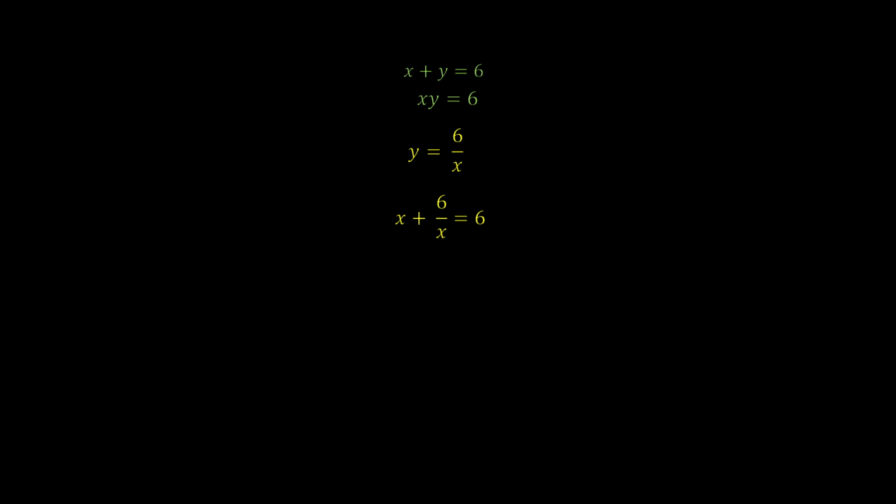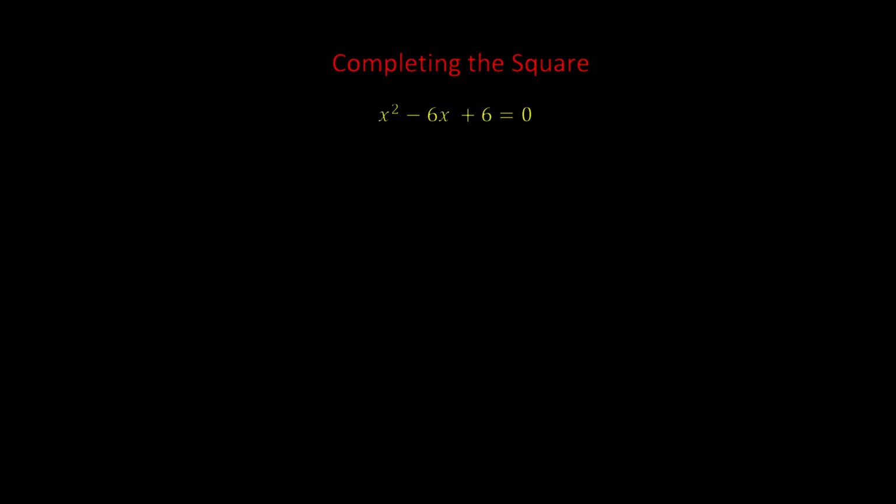We'll next multiply both sides by x. After we apply the distributive law to the left side, we see that the x cancels out in the second term, giving x squared plus 6 is equal to 6x, which is equivalent to x squared minus 6x plus 6 is equal to 0. And that's our quadratic equation. As it doesn't factor easily, we'll first solve by using the technique of completing the square.